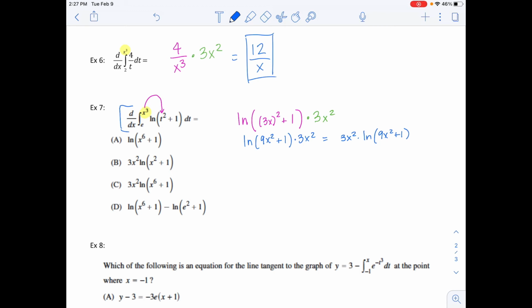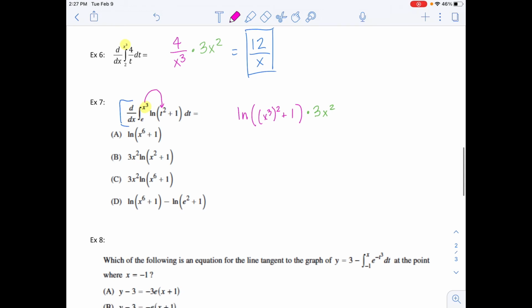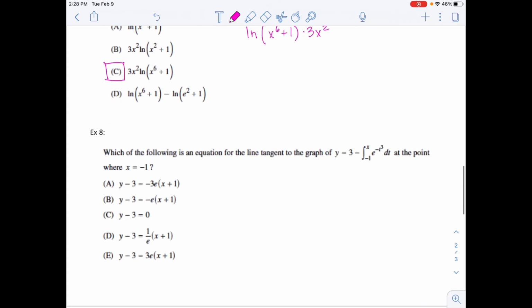Oh, no wonder why our answer choice isn't there. Let's rewind. Let's not put 3x squared in here like that. Let's go back and put x cubed in there. So this is ln of x to the 6 plus 1 times the 3x squared. Okay, exhale. That looks a little bit better. And now if you just rewrite the order in which these multiply, that does end up being choice C. Oh, my bad.